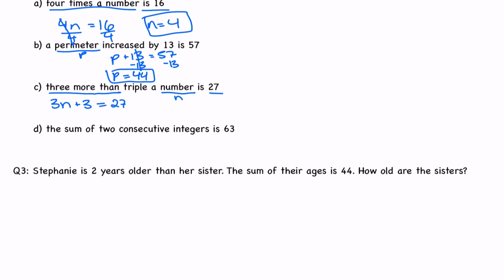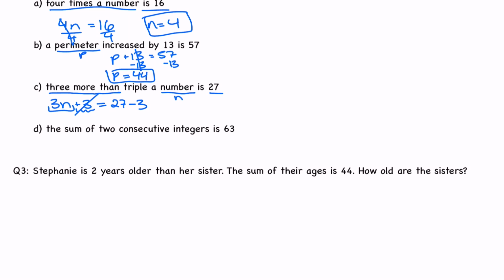So we want to isolate n, which is a part of this term. So we need to get rid of this other term, which is a positive 3. And we can do that by subtracting 3 from both sides. When we subtract 3 from the left side, it cancels with the positive 3. And when we subtract 3 from the right side, we get 27 minus 3, which is 24.